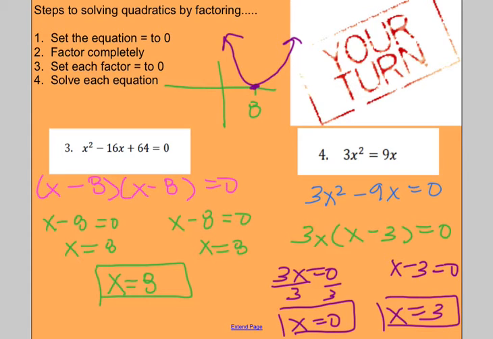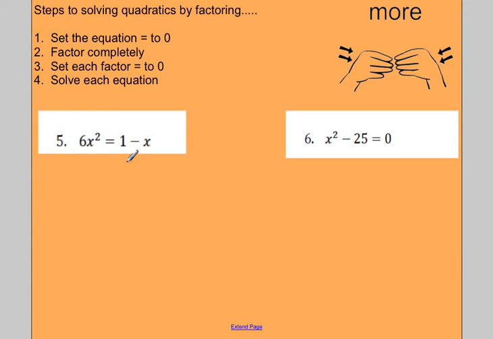All right, moving on to number 5. Number 5, it's not equal to 0, so I'm going to go ahead and move everything over. So my x squared term is positive, so I'm going to leave it on the left. And I'm going to do it in order. I have a negative x here, so I'd have to add x to the other side. This is a positive one, so I'd have to subtract it. Equals 0. I look for a greatest common factor.